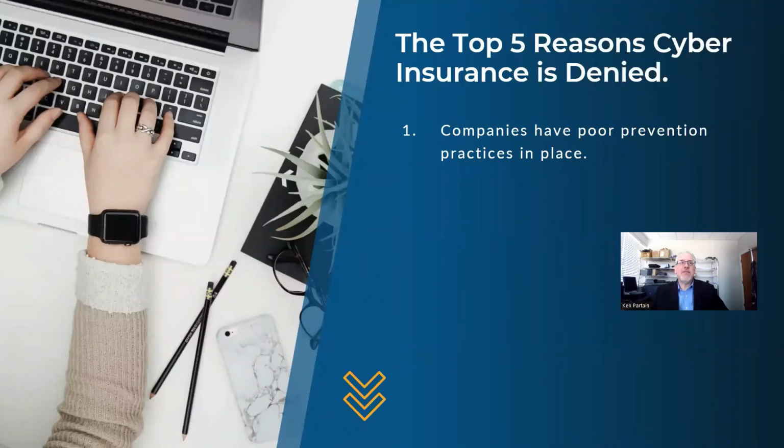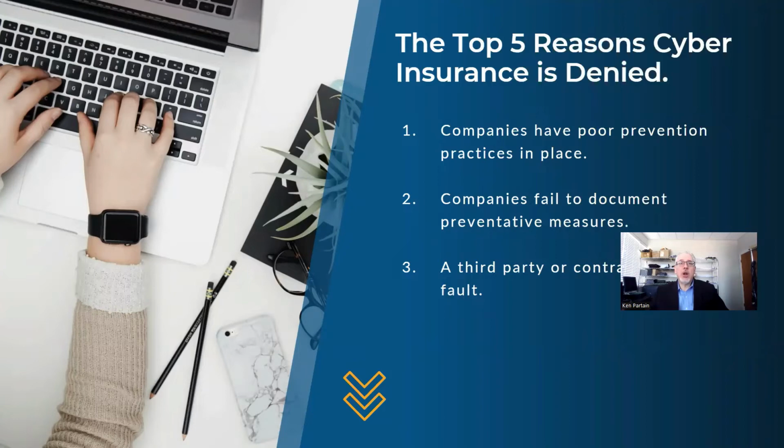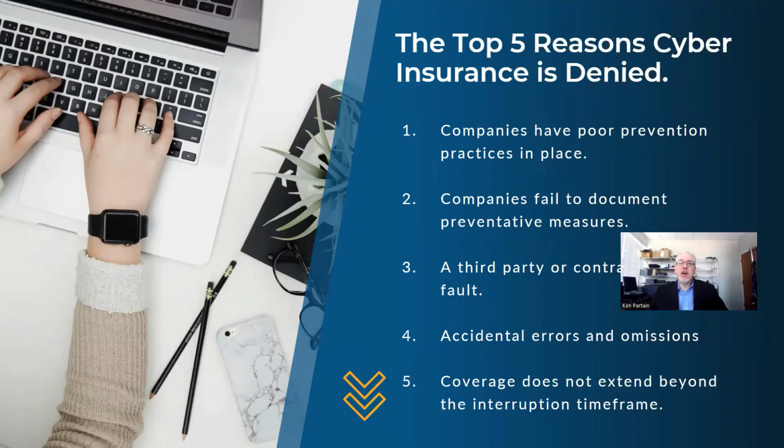So let's talk about the top 5 reasons cyber insurance is denied, and then I'm going to share with you some actual stories about this. Number 1, companies have poor prevention practices in place. Number 2, companies fail to document preventative measures. Number 3, a third party or contractor is at fault. Number 4, accidental errors and omissions. And number 5, coverage does not extend beyond the interruption timeframe. So whatever period your contract is covered for.